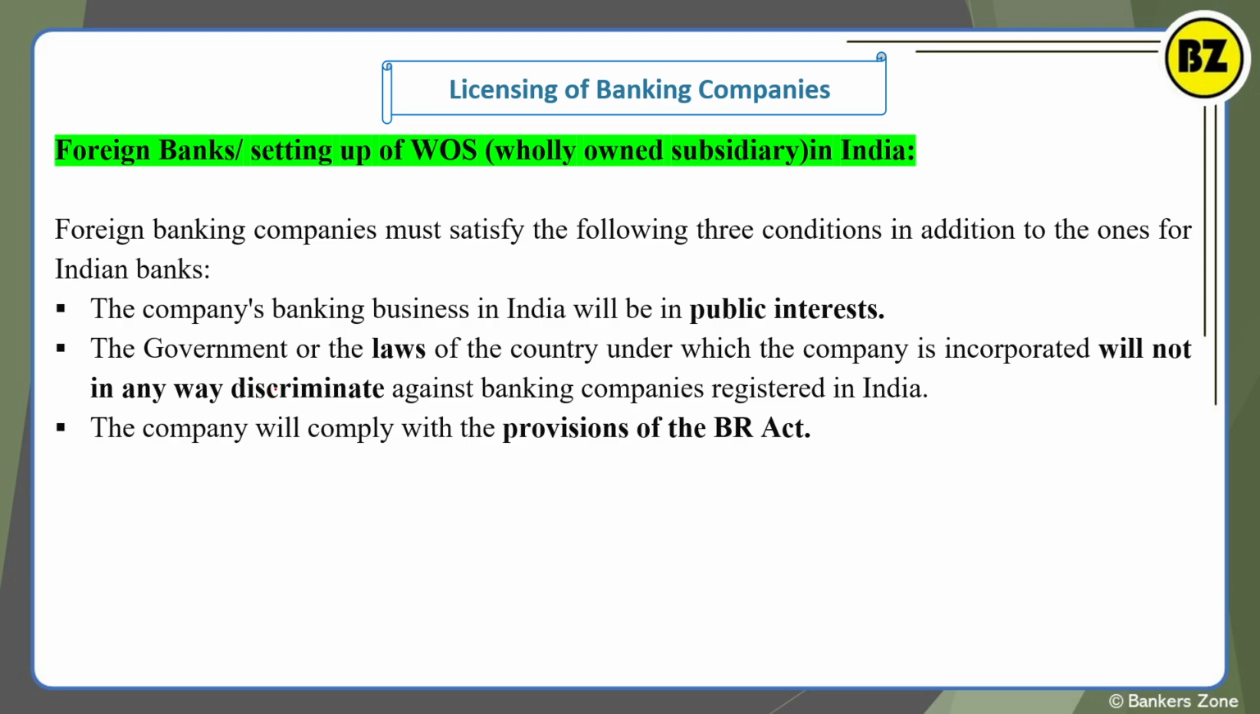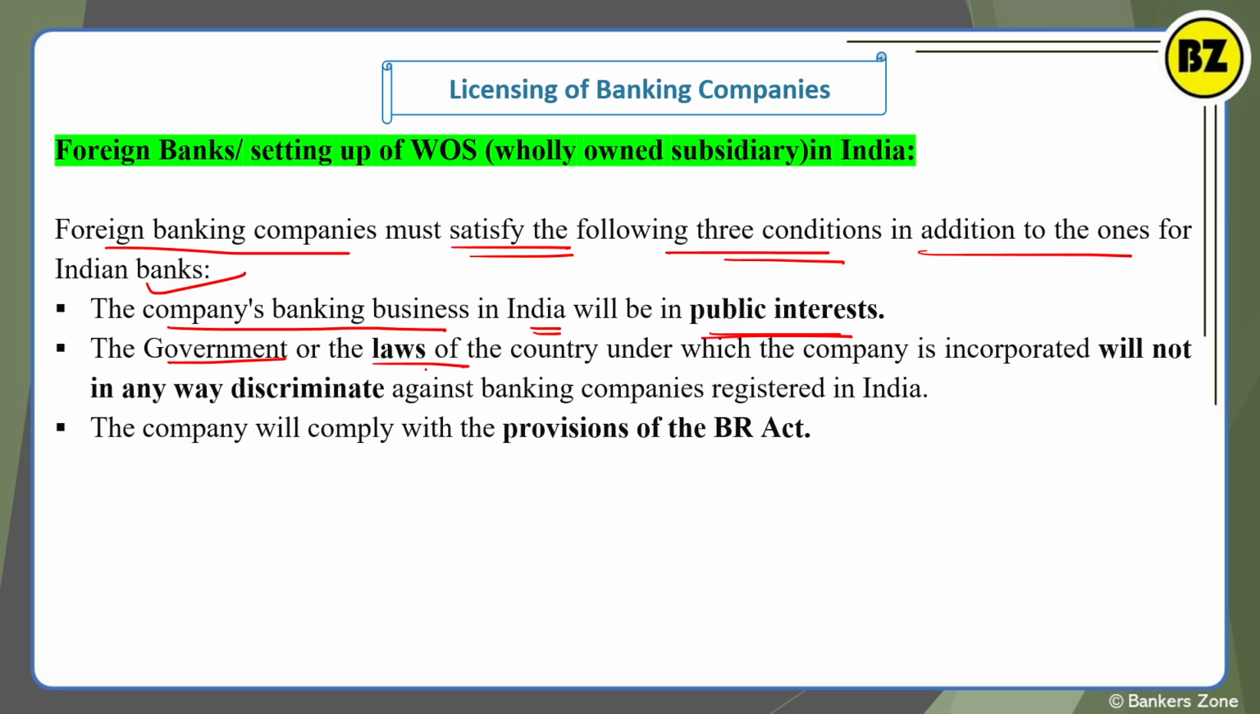So if a foreign bank wants to set up a wholly owned subsidiary in India, what is the procedure? The foreign banking company must satisfy the following three conditions in addition to those for Indian banks. The company's banking business in India must be in the public interest, and the government or the law of the country under which the company is incorporated must not in any way discriminate against banking companies registered in India.